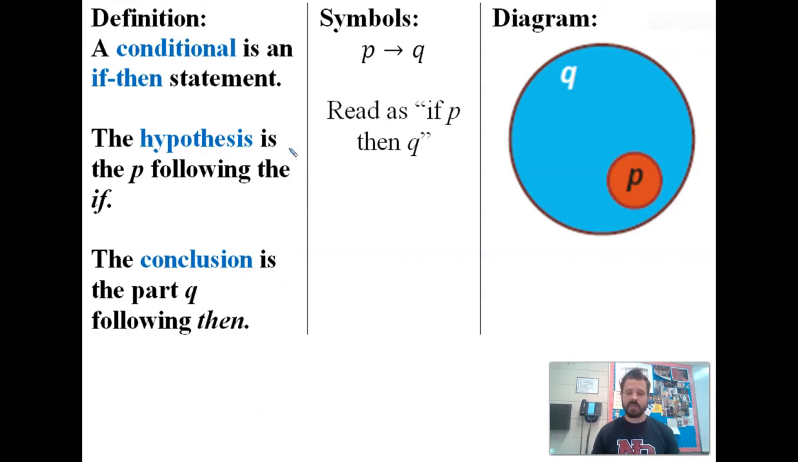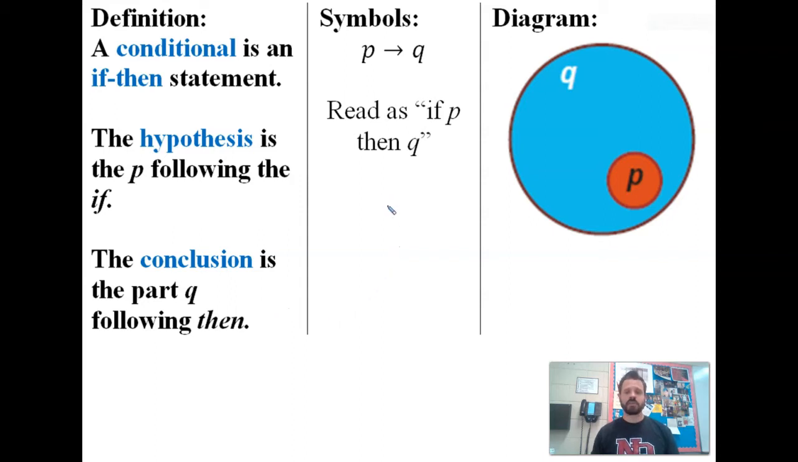I'm going to say the hypothesis is the part following the if. So again, if you do your homework, then you go to the movies. The hypothesis would be you do your homework. And the conclusion is the end of the sentence after the then. So in the case of if you do your homework, then you can go to the movies, the go to the movies would be your conclusion.